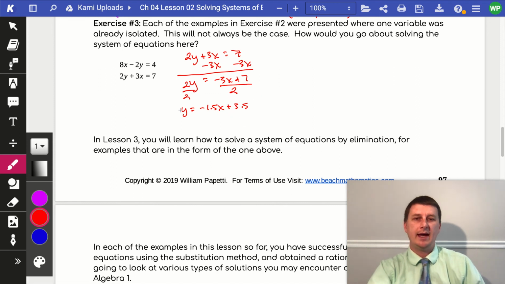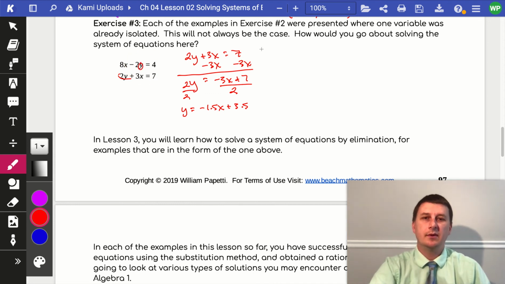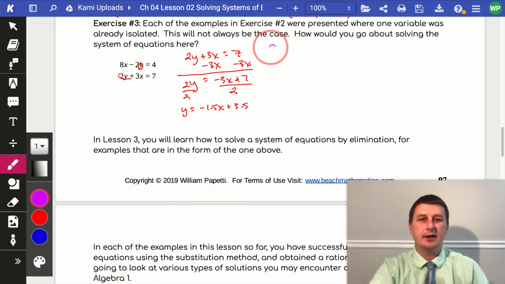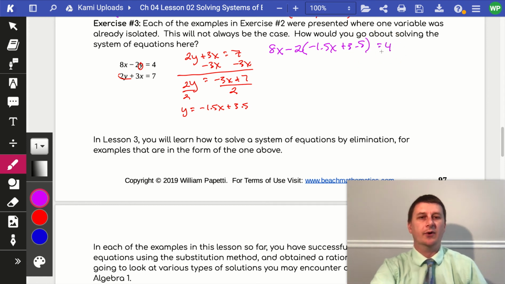So we have what y is equal to in this equation. We're going to take that value of y and substitute it into y up there. So now we want to take the first equation, which we haven't touched yet, and we'll have 8x minus 2 times y, which we now know is negative 1.5x plus 3.5, and that's going to be equal to 4.